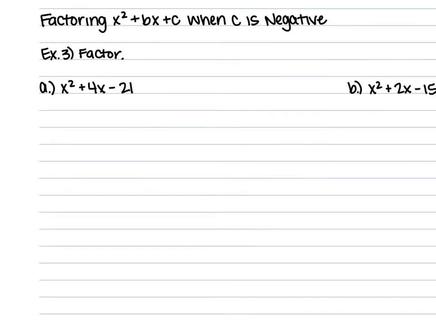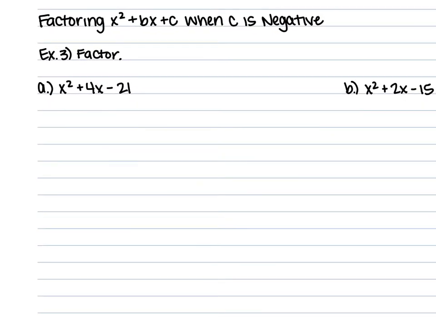So for A, we have x squared plus 4x minus 21. We're going to find the factors of negative 21. We have negative 1 and 21, we have negative 3 and 7. We also have a positive 1 and a negative 21, and a positive 3 and a negative 7. If we combine these, the negative 1 plus the 21, we get 20. The negative 3 plus the 7, we get 4.